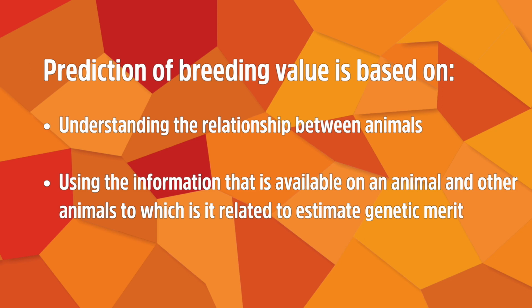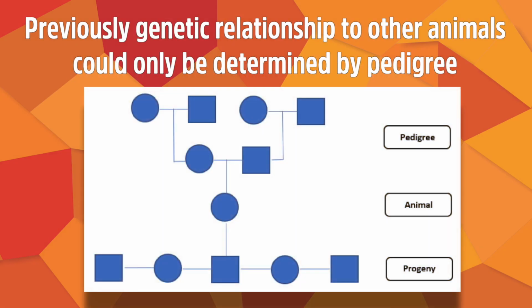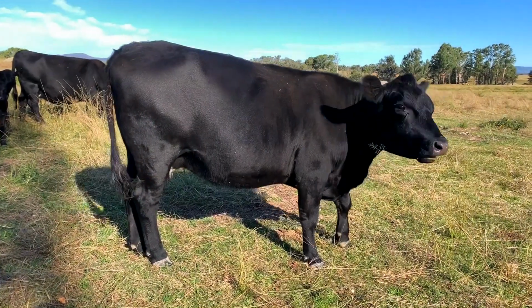First of all, we need to understand the relationship between animals, and then we use the information that's available on an animal and the animals to which it's related to predict its breeding value or to estimate its genetic merit. Now in the past, all that we had available to enable us to estimate or understand the relationship between animals was the pedigree information which was recorded. So on seed stock animals, the sire, the dam, any information about their progeny, etc., enabled the genetic evaluation software to go through and estimate the breeding value.